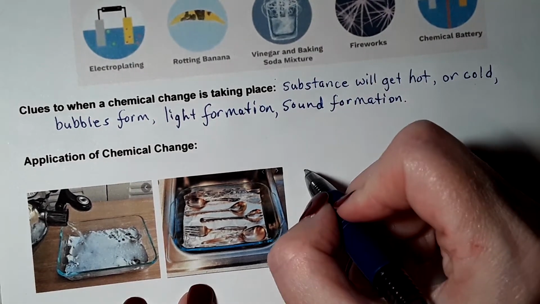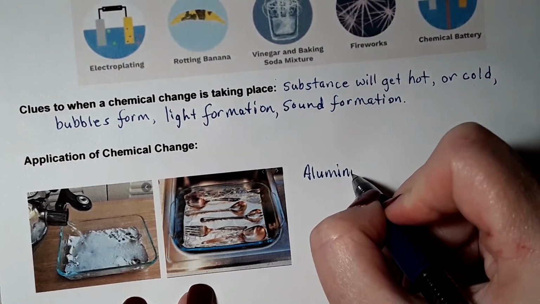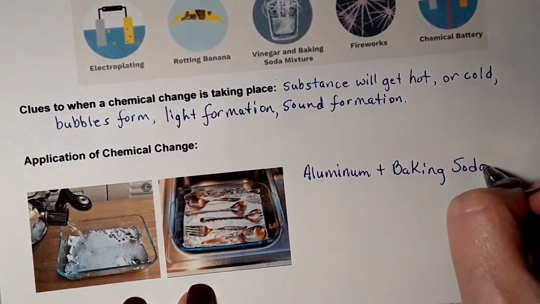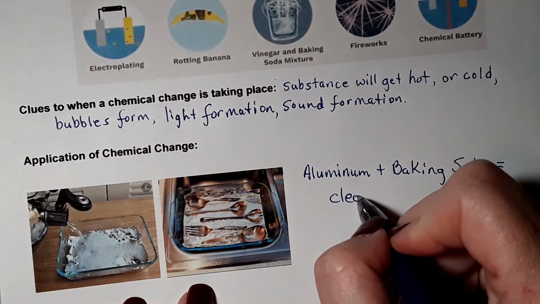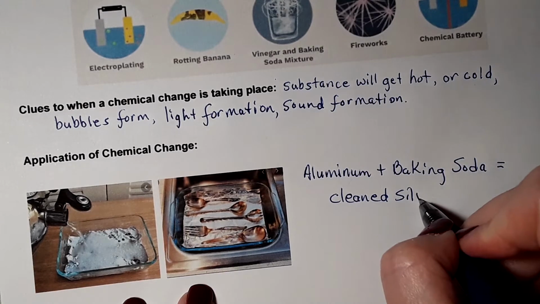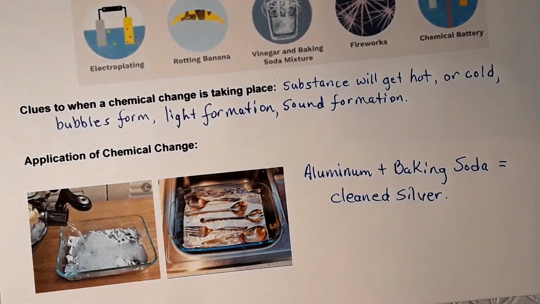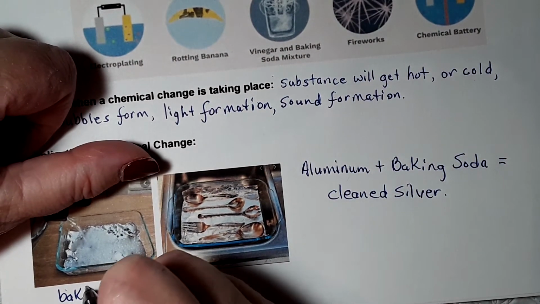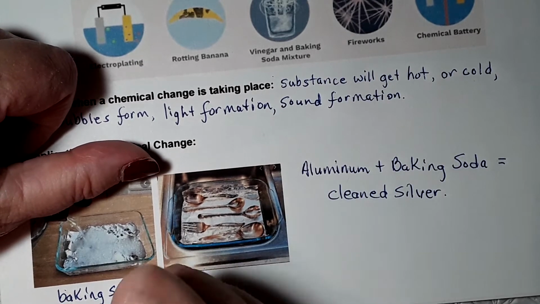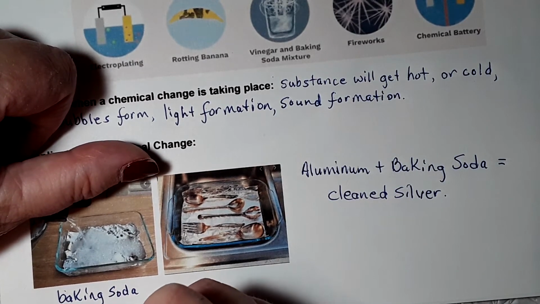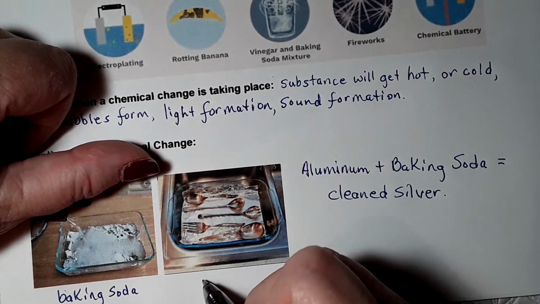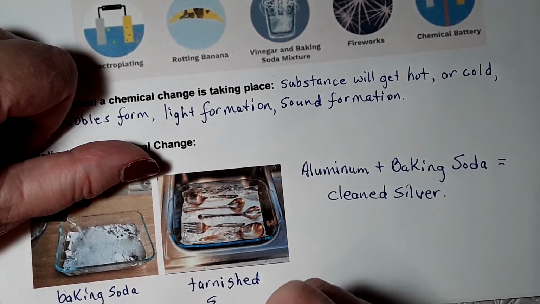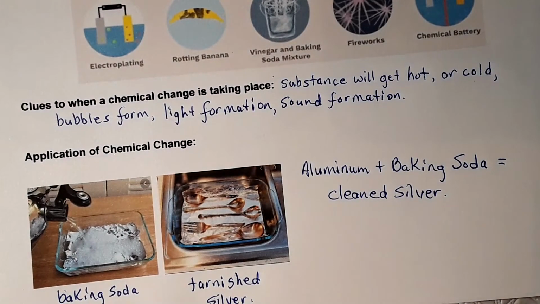So right here I'm going to put aluminum plus baking soda equals cleaned silver. It cleans the tarnished silver. So here's the baking soda and water, or aluminum, and you do have to have water in there. Aluminum, okay, and here's your tarnished silver. Somebody's put the tarnished silver down on top inside the solution, and it cleans it.